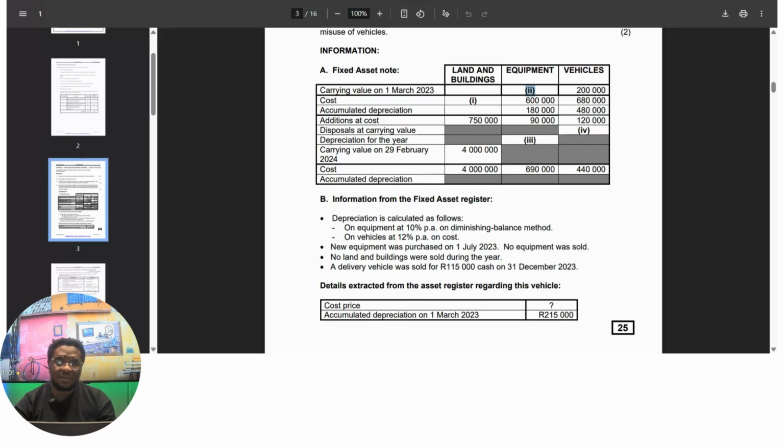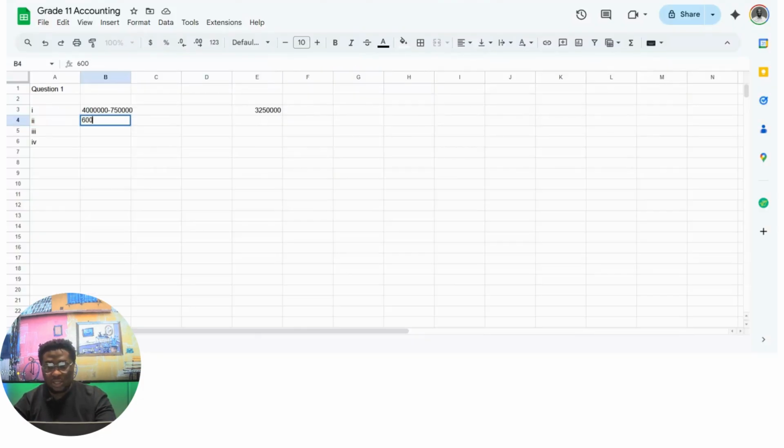And to work out the carrying value at the beginning of the year, we'll take the cost and subtract the accumulated depreciation. That's fairly straightforward because we have both those things. So we would say 600,000 minus 180,000. That would give us an amount of, sorry, not 4 million, 420,000.